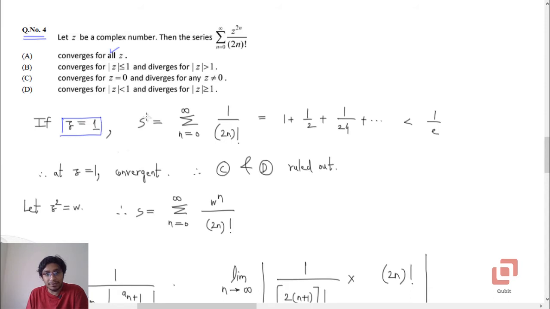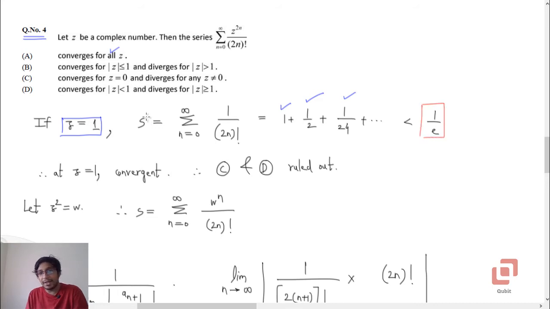Okay, if we substitute z equal to 1, then what are we going to get? We are going to get the infinite series of reciprocals of factorials of all even numbers. If n is 0, then 1 upon 0 factorial is 1. If n is 1, then 1 upon 2 factorial is 1 upon 2. If n is 2, then it is going to be 1 upon 4 factorial, which is 1 upon 24, and so on. Now this is going to be definitely less than e.